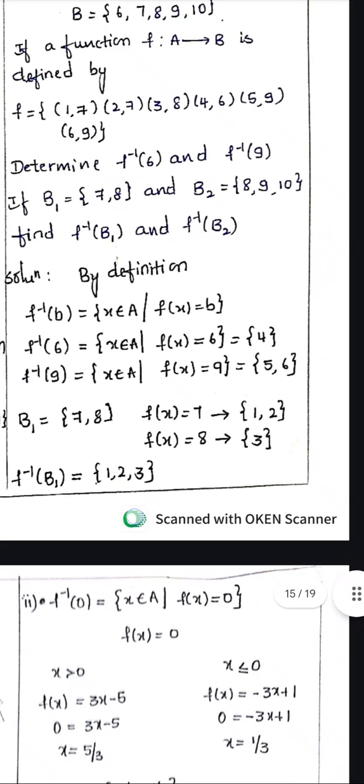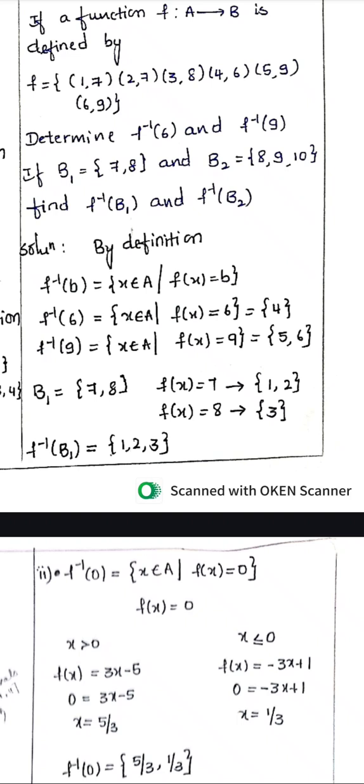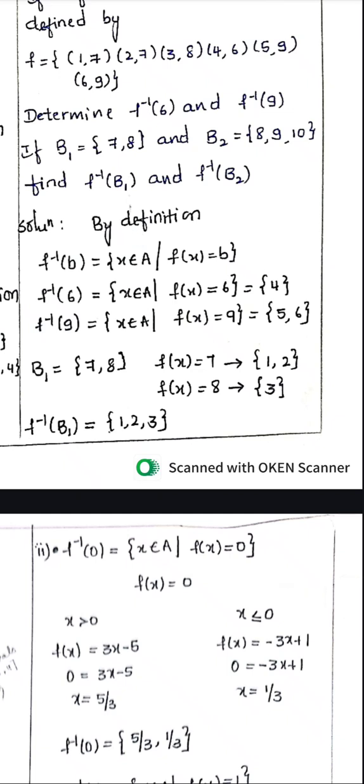So f inverse of 6 is the set of x belonging to A such that f of x equals 6. Where is f of x equal to 6? For 4. It is 6. Then f inverse of 9 is the set of x belonging to A such that f of x equals 9. Where is it 9? For 5 and 6. We have to write {5, 6}.